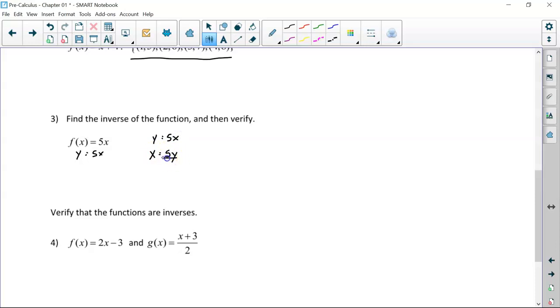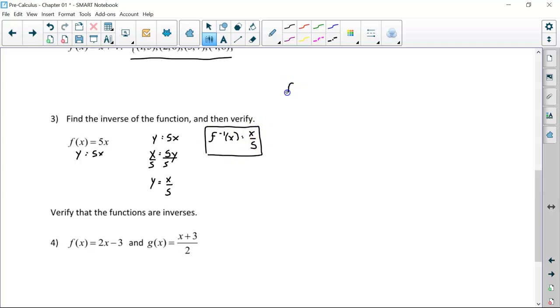To get y by itself, we divide both sides by 5. So y equals x over 5. Since we were given this in function notation, we're going to put our answer in function notation. So our inverse would be f inverse of x equals x over 5. That's our inverse function. Now it says verify.